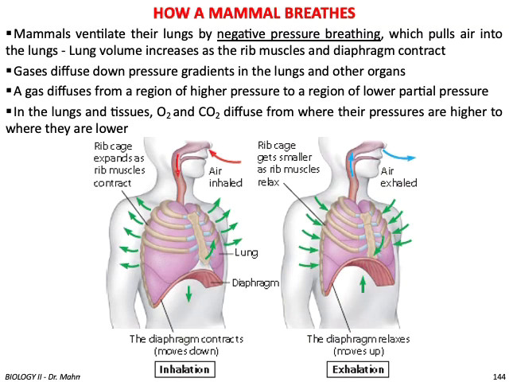On the contrary, during the process of exhalation, while the air is exhaled out, the rib cage gets smaller and the rib muscles relax and the diaphragm relaxes as well. This leads to the movement of the diaphragm up, reducing the volume of the rib cage and expelling the air during the process of exhalation.